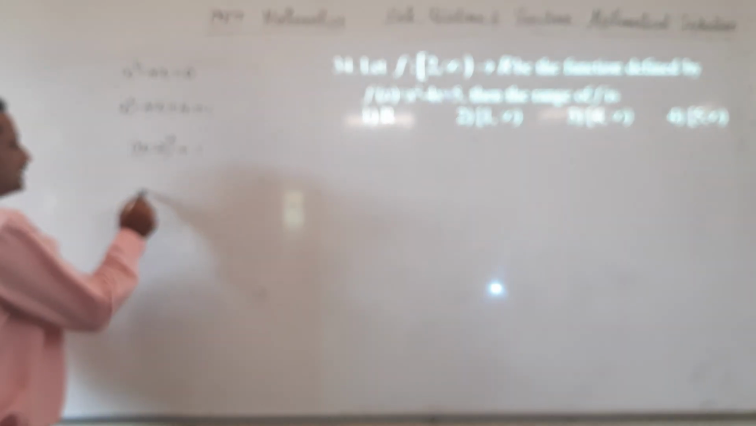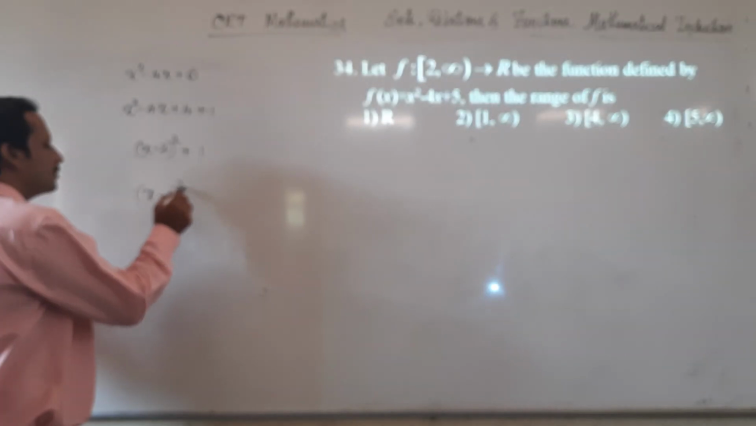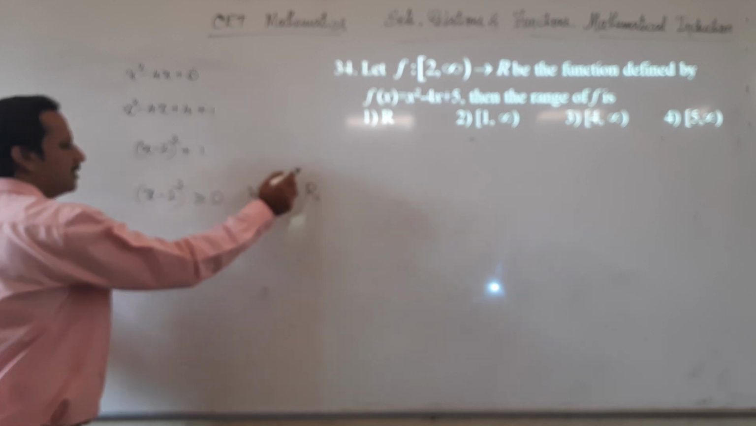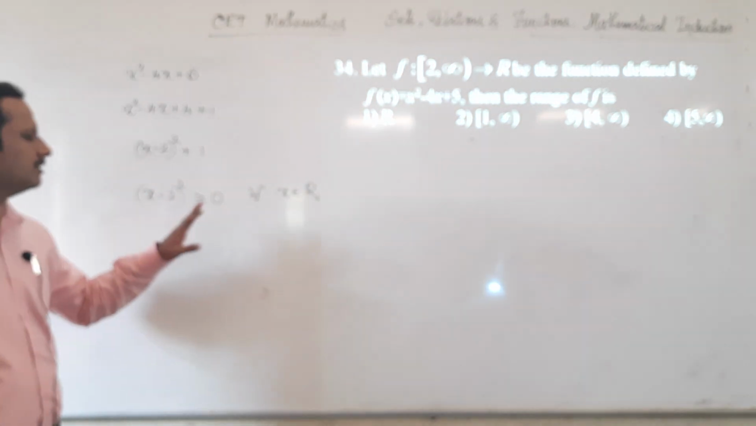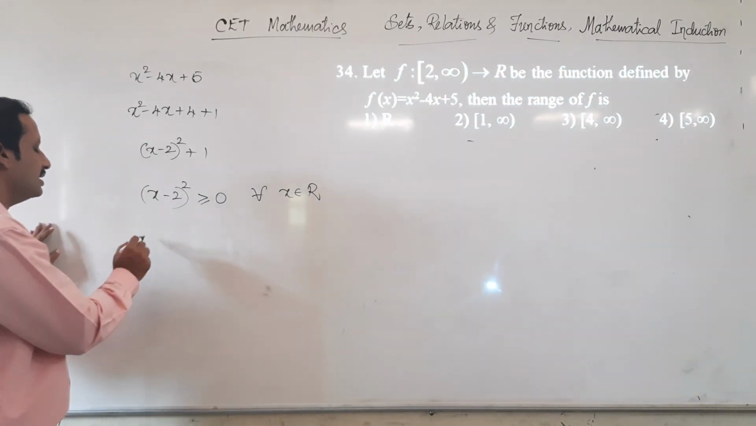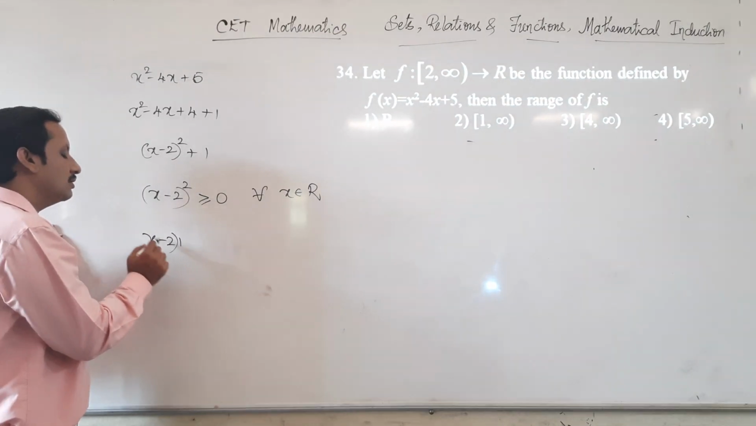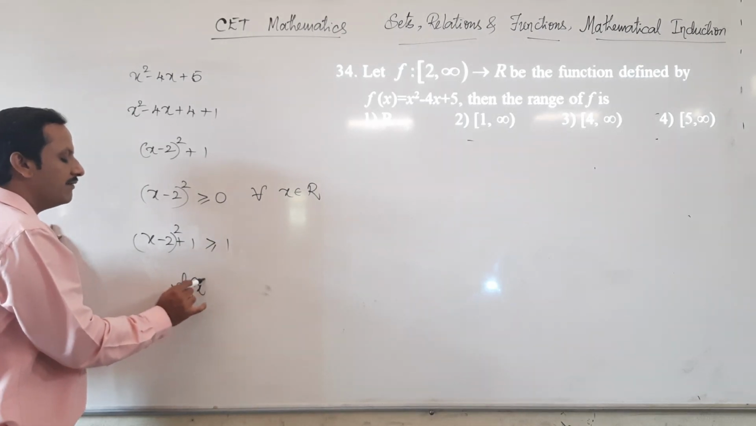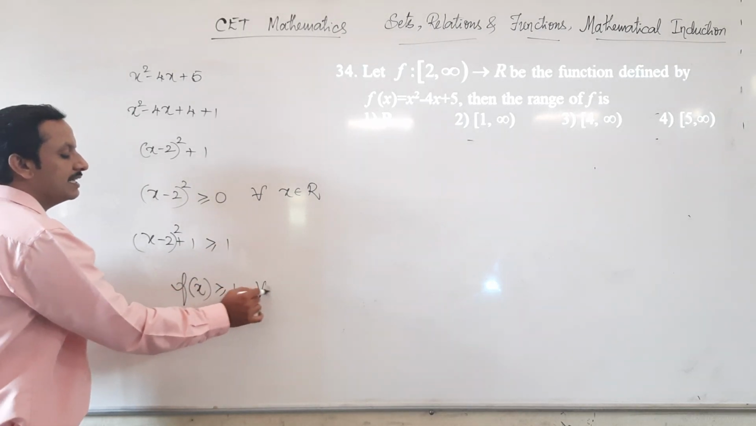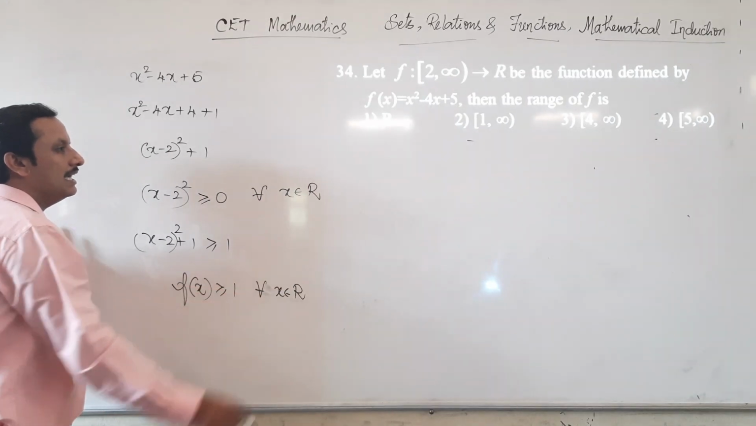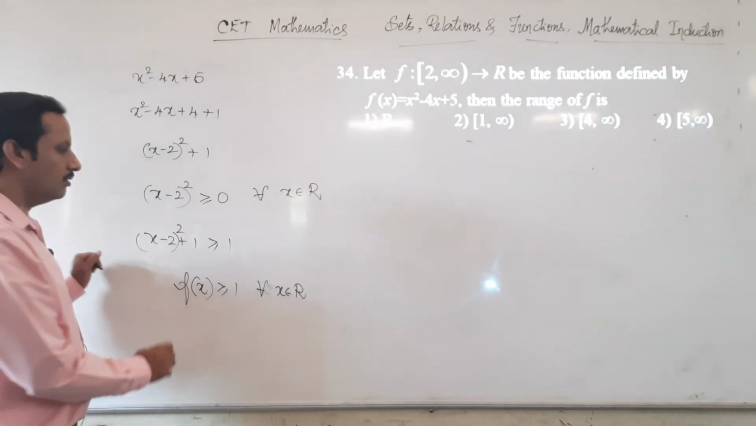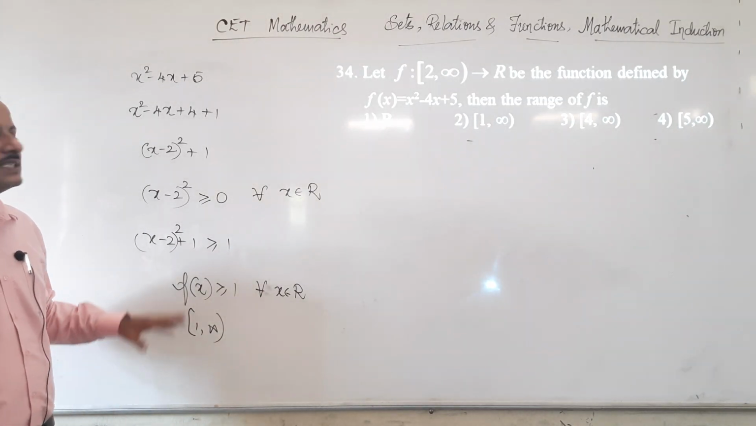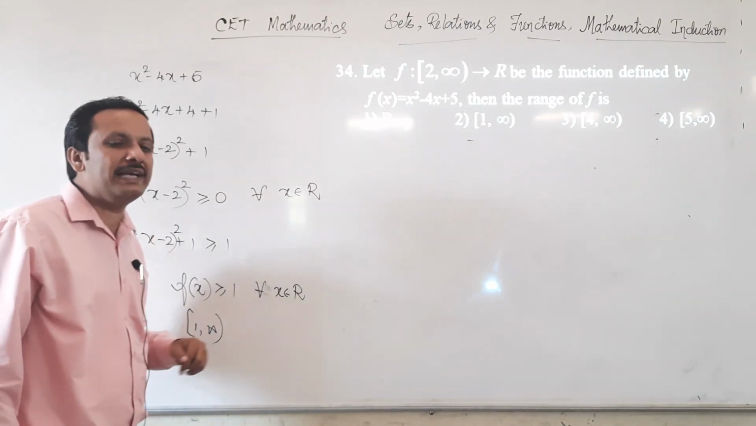Okay. Students, as you already know, (x minus 2) whole square, I can say this is always greater than or equal to 0 for all x belongs to R. For all x belongs to R, this is positive. Now add 1 to this. (x minus 2) whole square plus 1 is greater than or equal to 1. This is our f of x. f of x is greater than or equal to 1 for all x belongs to R. So the range is 1 to infinity. Okay, this is one way of solving this problem by completing the square.